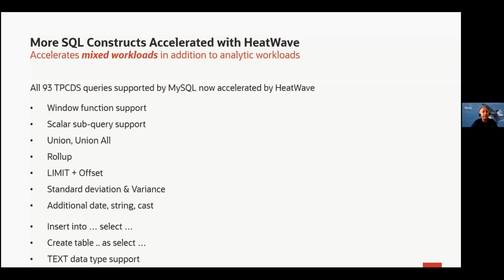So we have added support for offloading the select part of insert into select construct or create table as select construct. Similarly, text data type, very popular with our customers of MySQL, and that's again something which we are now accelerating. So now let's go over and talk about what we have done for each of these in a little more detail.